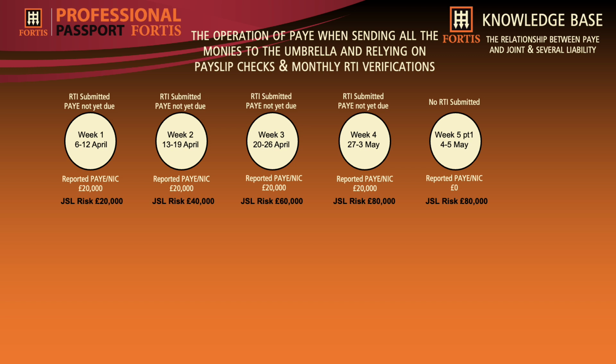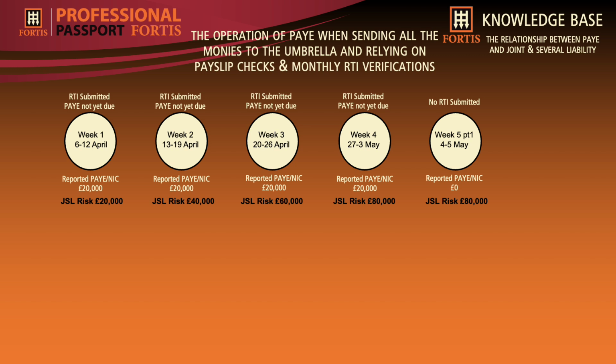Now if we run this through for the whole month, you can see that each week, because of the reported earnings and submission of the RTIs, there's a PAYE liability of £20,000 each week, which means over the course of the month there's now a rolling liability of £80,000.